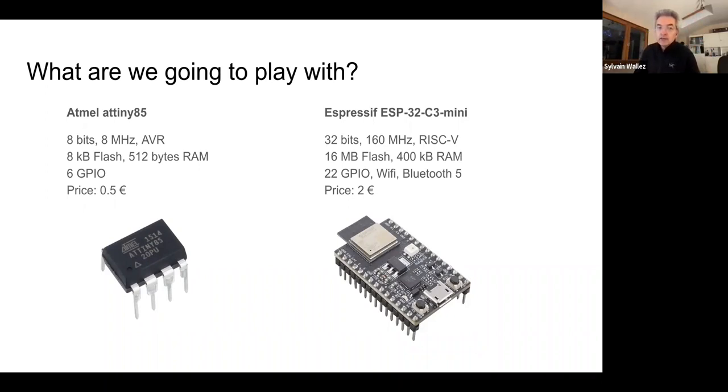It has 16 megabytes of flash, so it's 2,000 times bigger than the tiny one, and 400 kilobytes of RAM. And the price is a tiny €2. So it's really cheap. €2 is only this little metal box here with the Wi-Fi antenna. This is the module. What's around it is the development kit that exposes all the GPIOs as nice pins, and has the USB connector with power regulation and so on.